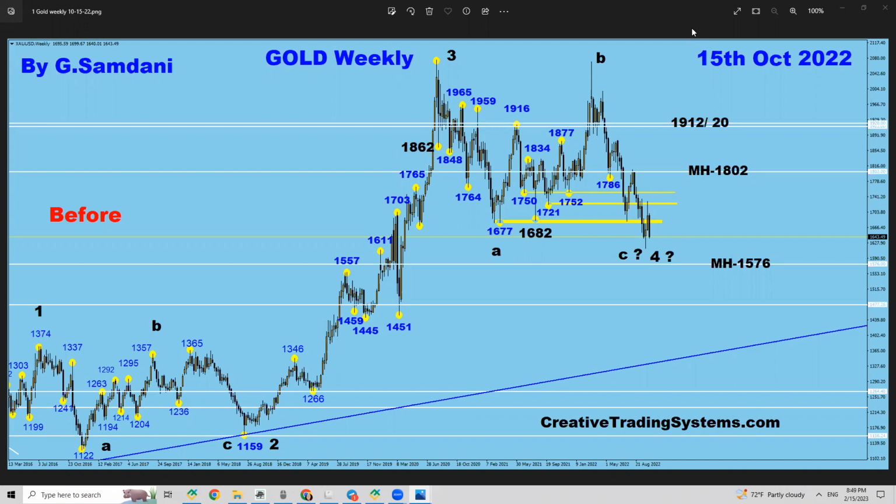All right, so let's get started. This is the gold weekly chart I made on the 15th October, right? And this is wrong here. I know, actually right. Yeah, sorry. So 15th October 2022, last year. And this is my Elliott wave count. This was like wave 1, 2, 3, 4. And let me show you the wave 1, 2, 3, 4.